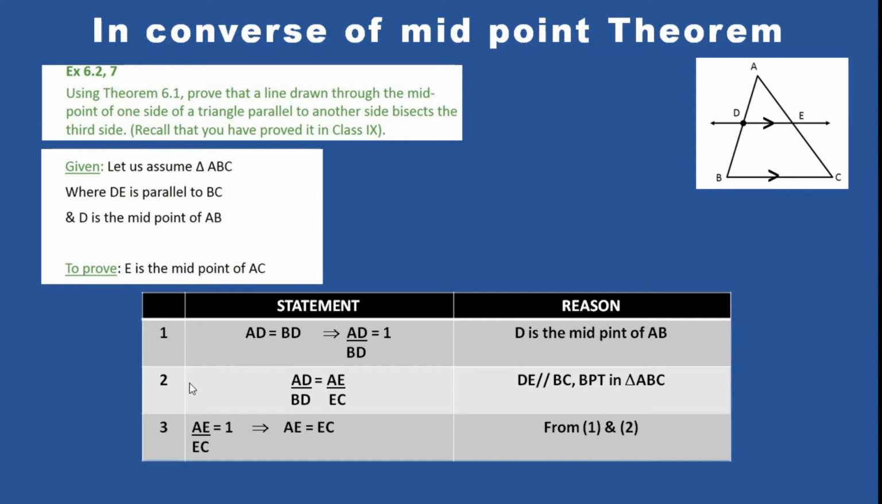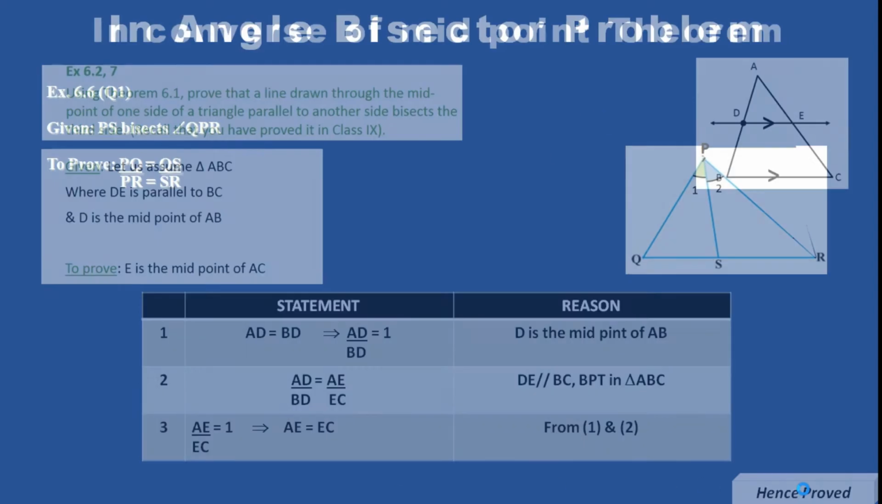This is statement number 2. From statement 1 and 2, we gather that if AD upon BD is 1, then AE upon EC also becomes equal to 1. Cross multiply and we get AE equal to EC, hence proved. So we have proved the converse of midpoint theorem using BPT just in 3 statements. Let us see more applications.